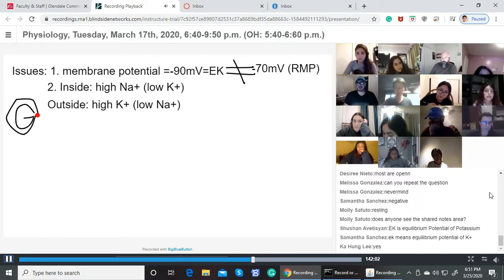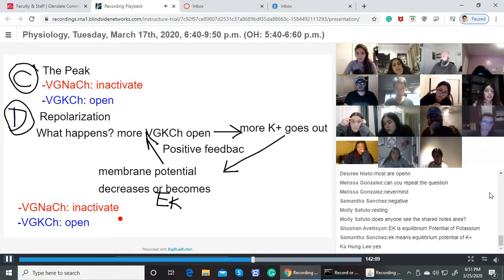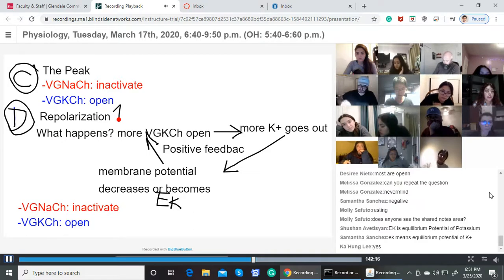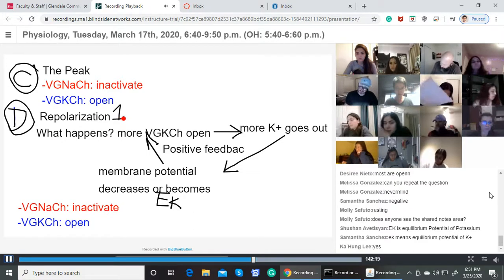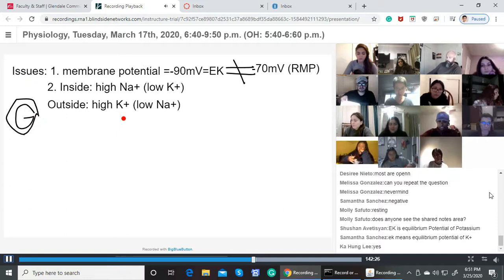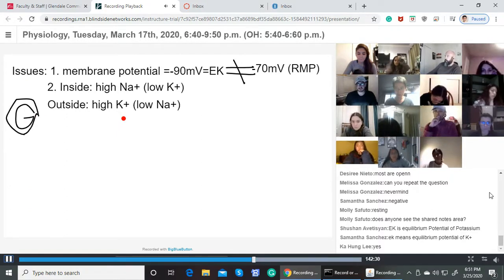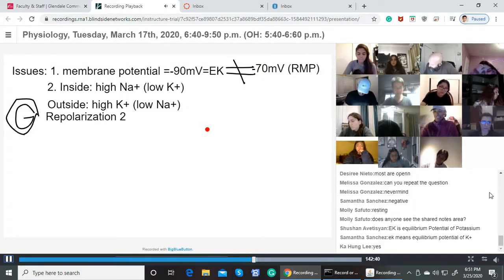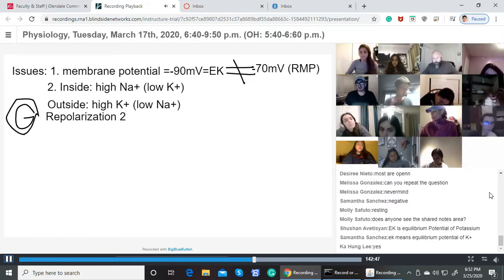Okay. Part G. I want to distinguish the two parts, so I hope you don't mind I change a little bit. I call this repolarization 1 here, part D. You just put a 1 at the end. It doesn't cause you too much trouble. You just flip back your notebook. And then part G is repolarization 2. If you look at the definition I gave you last week, repolarization is basically going back to resting membrane potential, either from positive or negative.